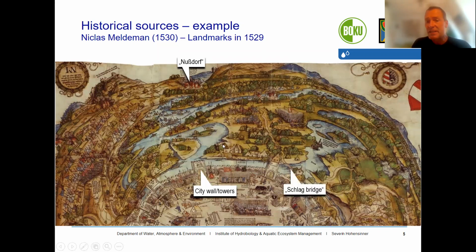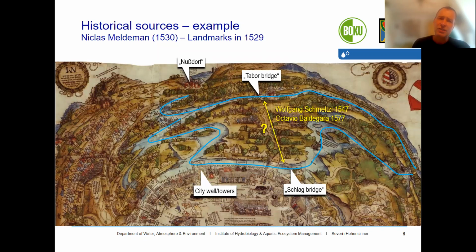Then we have important bridges close to the city, and the one over the main arm, the Tabor Bridge, and the two blue lines show the two main arms of the Danube River at that time. And here the question was, what was the distance between the two river arms? Fortunately, we had additional information from Wolfgang Schmelzl, 1547, and Octavio Baldassarre, 1577. The latter made a detailed survey of the terrain.